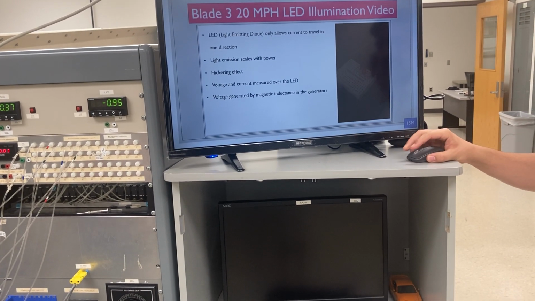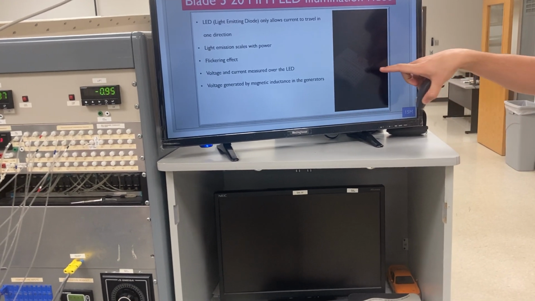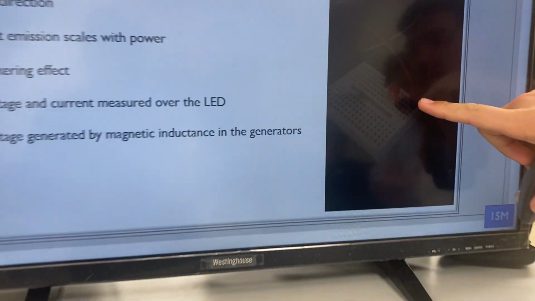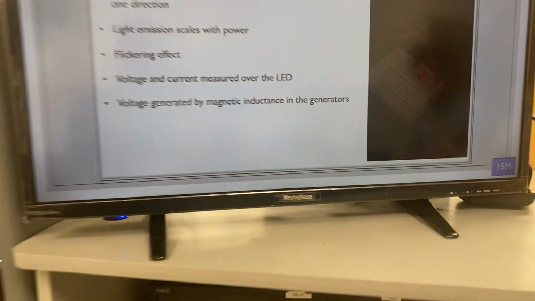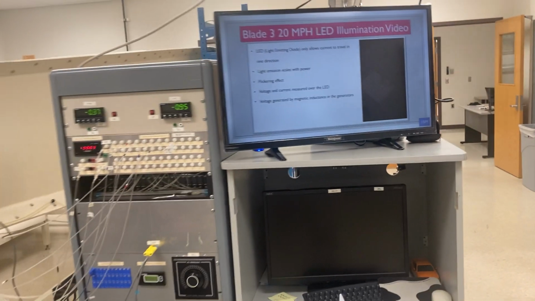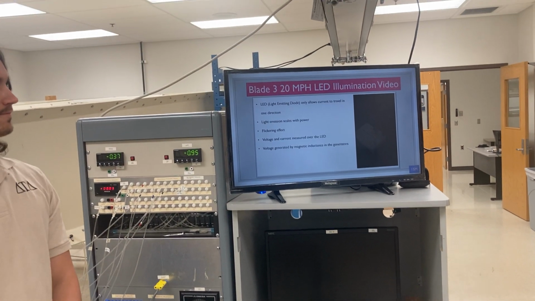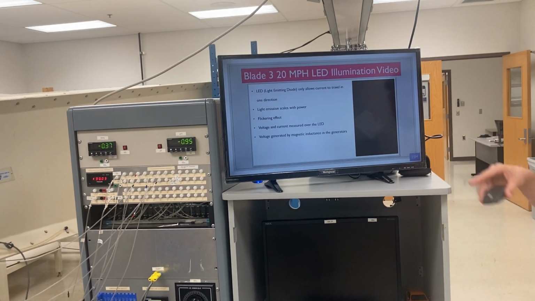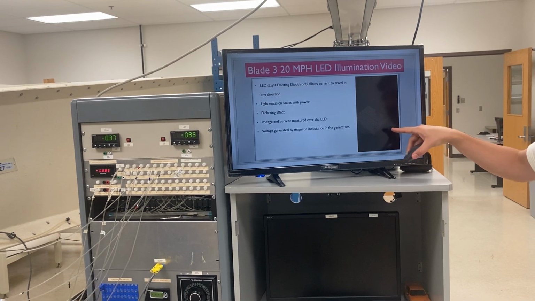So the diode is flickering. Yep, so you can just barely see that. And that's just indicating a very low voltage. It's getting some, but DC power is not quite enough. That's what resulted in our flickering effect, and we measured our voltage and current over this LED.